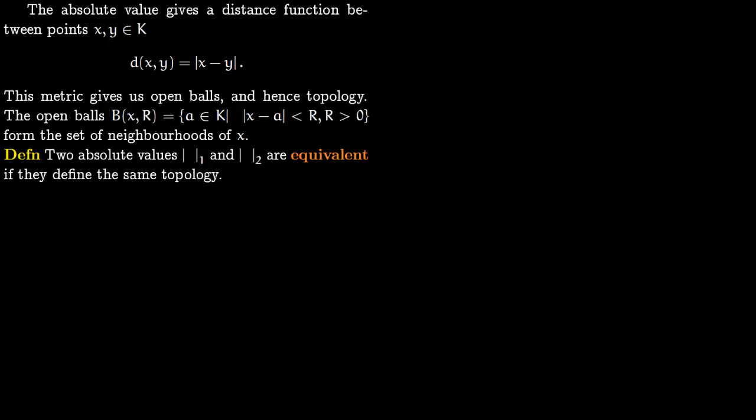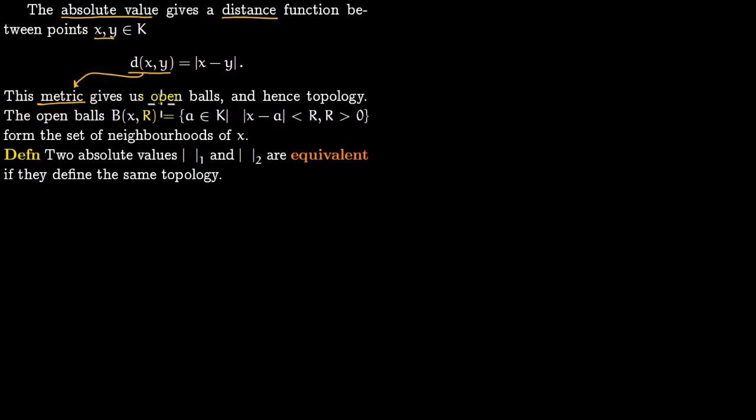In this lecture we talk about equivalent absolute values. The absolute value gives us a distance function. Say you're given two points x and y. The distance between x and y is just the absolute value of x minus y. Once you have a distance function, you can always put a metric. So this distance function gives us the metric.